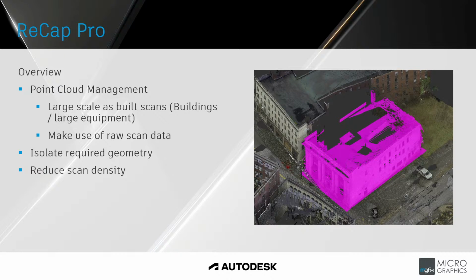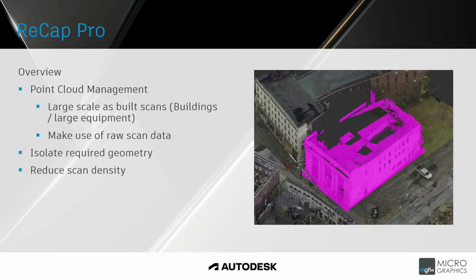But you'll be able to take that raw scan data, bring it into Recap, have it all indexed and aligned correctly, so that if you've taken multiple scans from different points, Recap Pro can align those scans. It essentially indexes those scans so that they are aligned with each other. And so you can take these large as-built scans of buildings or equipment and bring them in and view the entire scan set. Like I said, this makes use of the raw scan data. So you load those files in, Recap manages them and stitches them together. This then allows you to isolate the required geometry.